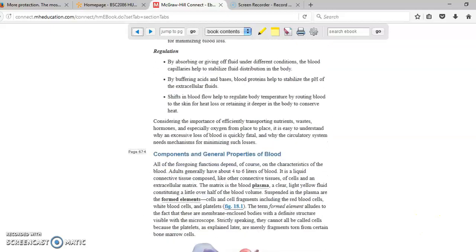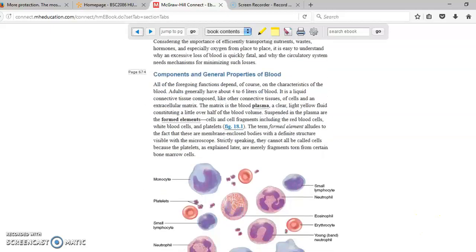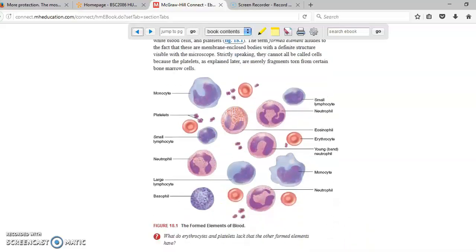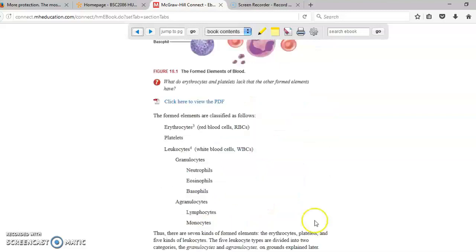body. So if we scroll down, we can see here that the blood is made of multiple different cells. The cells in the blood are the form elements. As you can see right here, form elements. So the first type of cell that you have are the red blood cells. They are called erythrocytes. Then platelets, and white blood cells. They are also called leukocytes.